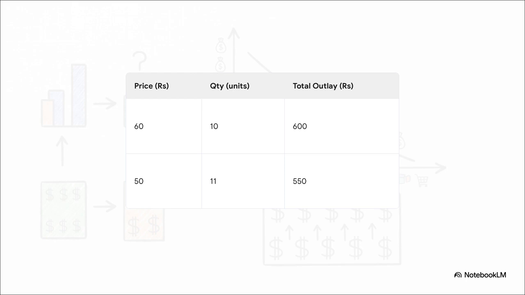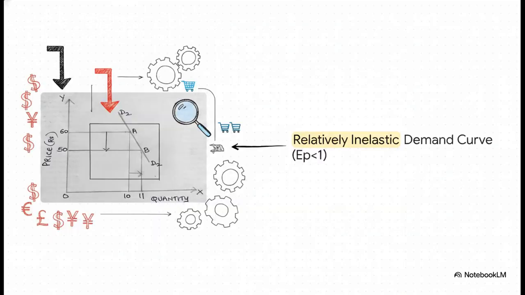Ouch. By lowering the price, the business didn't stimulate enough new sales, and they actually dragged their total outlay down. And this graph perfectly captures that exact problem. Look at the D2 demand curve. Notice how much steeper it is compared to the last one? That steepness is the absolute hallmark of inelastic demand.